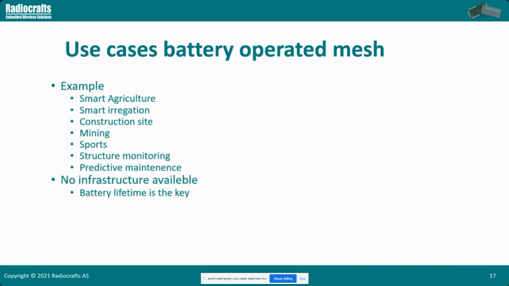So the first use case I'm going to talk about is battery operated mesh. That is often seen in smart agriculture. We have seen it in smart irrigation, at construction sites, mining, sports. You can have it in structure monitoring, predictive maintenance. So the common thing here is that there's no power infrastructure available. That means you want to cover a big area. You want to send maybe both sensor data and control data down, but you have to place out the whole network.